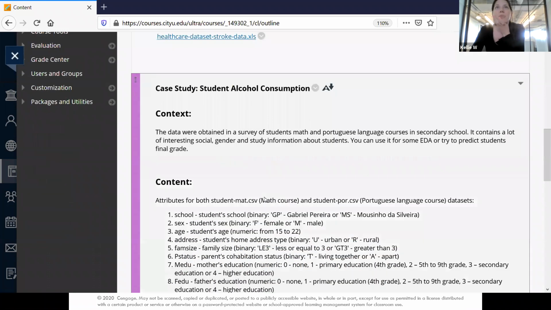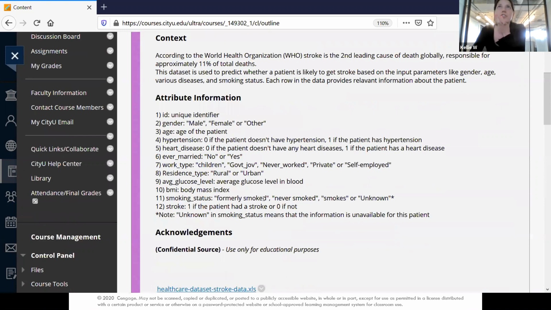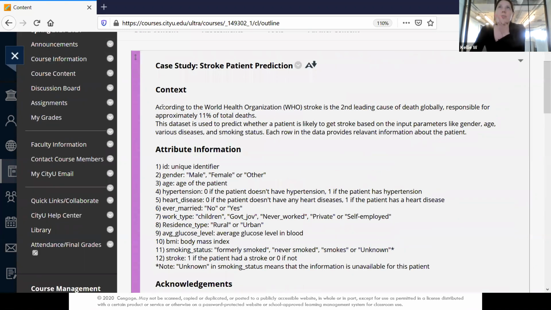Okay, good. When you click on that folder, it opens up the case studies that are available to you. There are two. There's the stroke patient prediction. According to the WHO, stroke is the second leading cause of death globally. You're getting a data set that is trying to predict whether or not a patient is likely to get a stroke. If you're wondering how you're going to do this, remember, we're just moving next week into practical applications for analysis like regression. So while you can look at this data, it might be another week or two before you start thinking about ways you can actually play with it.